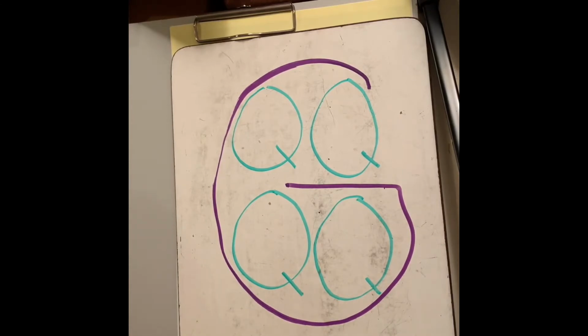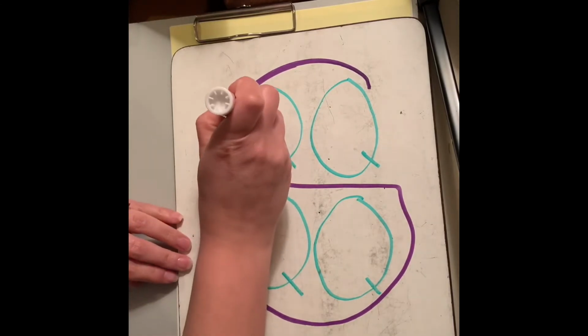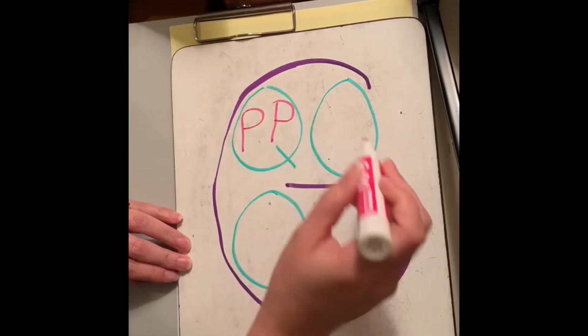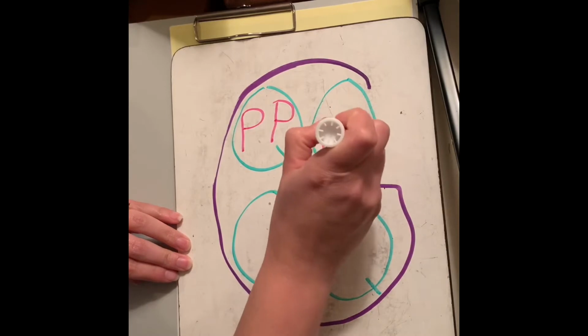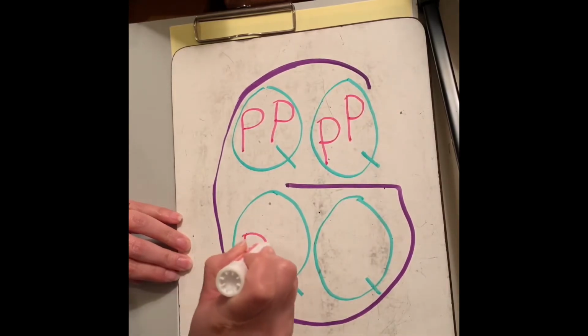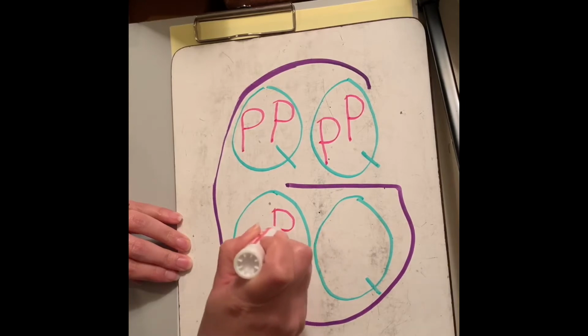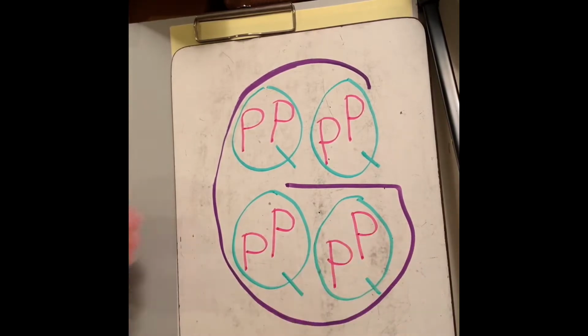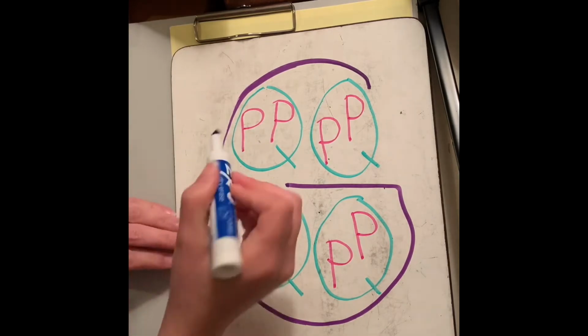Each queen had 2 princesses. 1, 2 princesses. 1, 2 princesses. 1, 2, and 1, 2. Now, each princess had 2 cats.